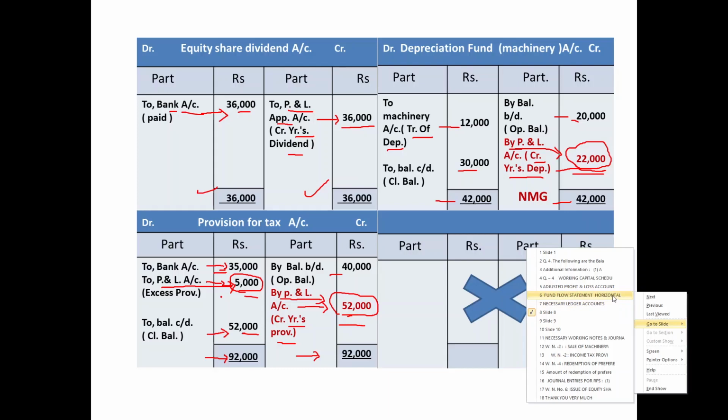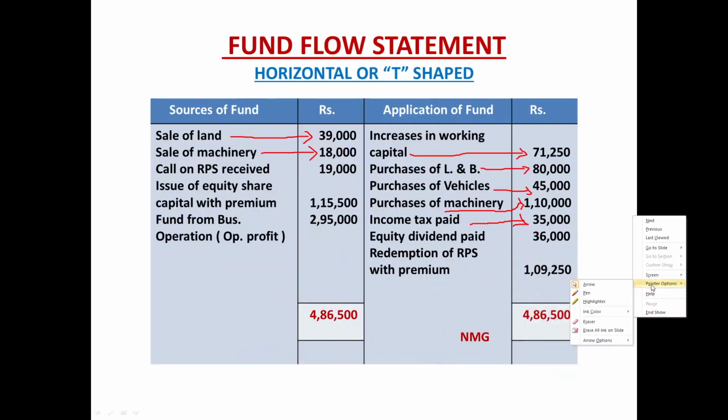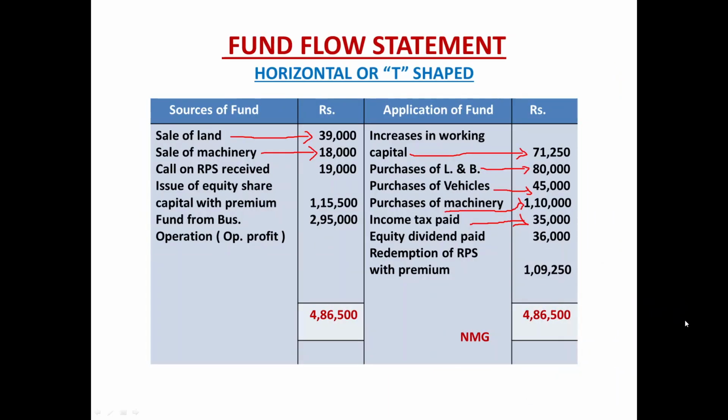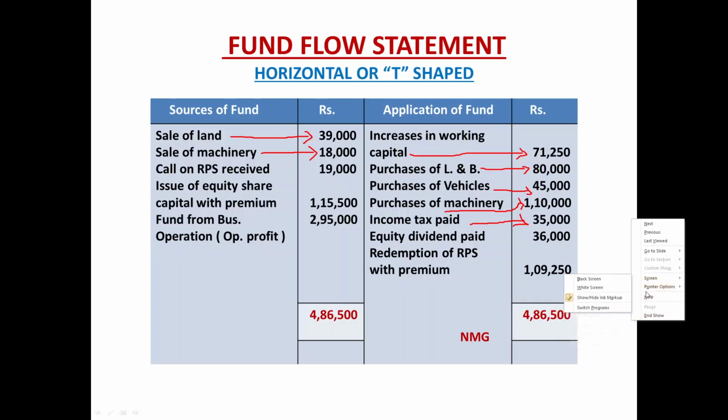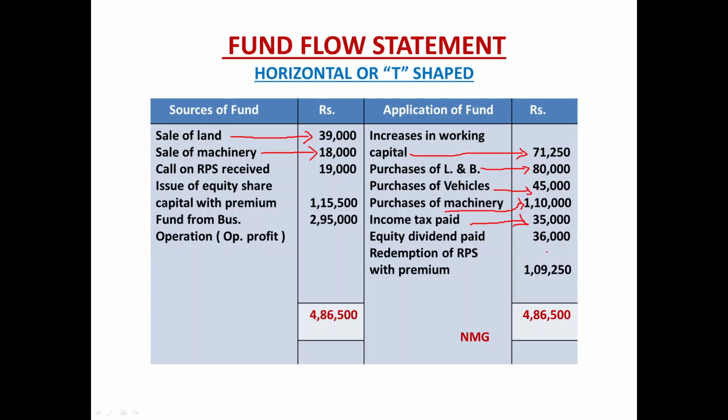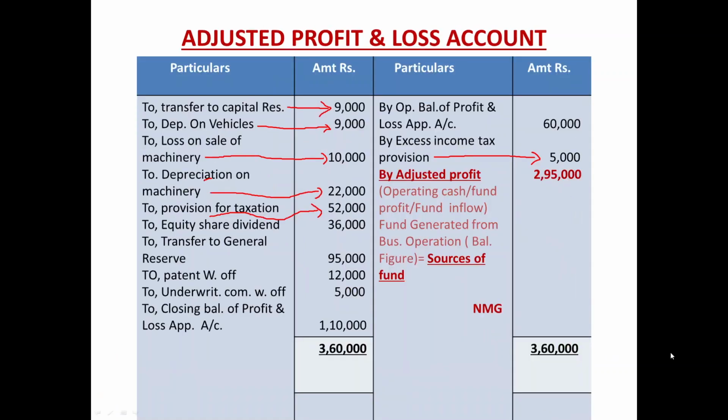Let us do it. Fund flow statement first. Application of fund. Payment is 36,000. So come on the application side. Equity dividend paid 36,000. Then adjusted profit and loss account.